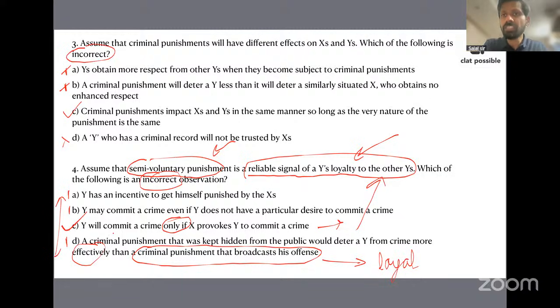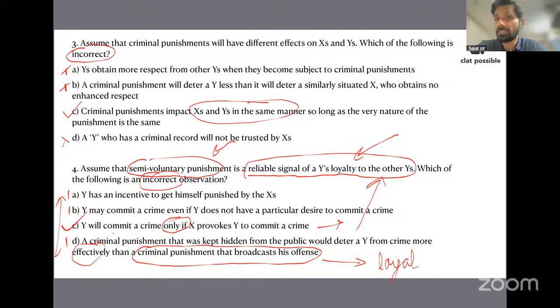And in the previous one, look at C in the third one. It says criminal punishments impact X's and Y's in the same manner. Do they? No. Criminal punishment for Y's is a signal that he's loyal to the group, right? In the public eye, amongst the members of the group, he may be seen as a hero.